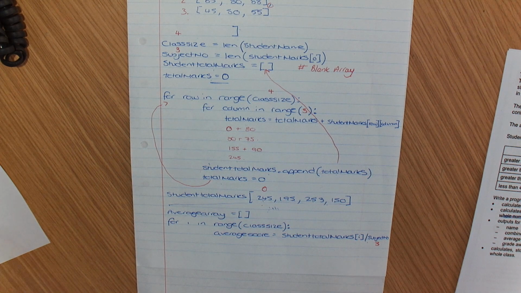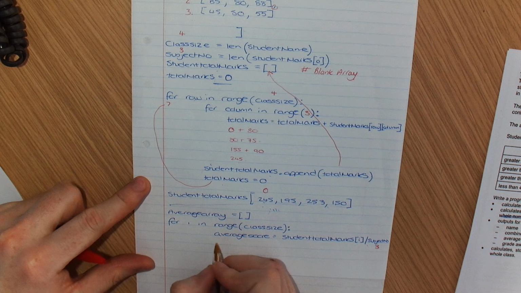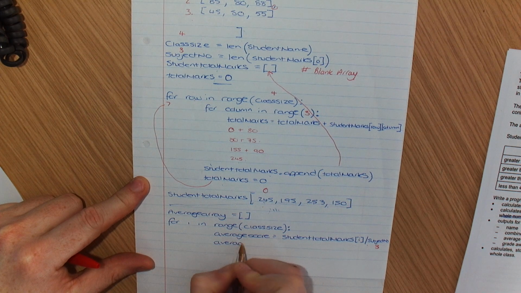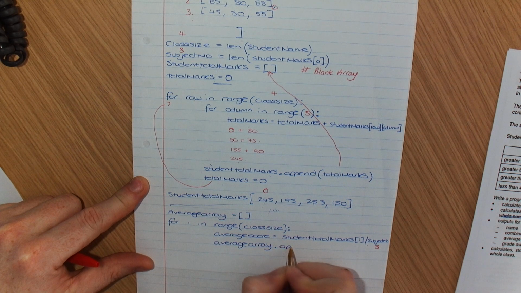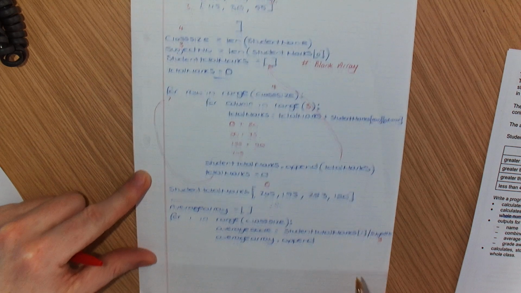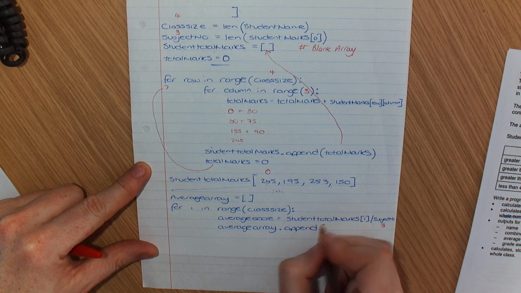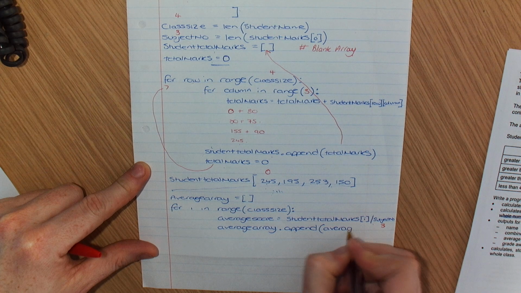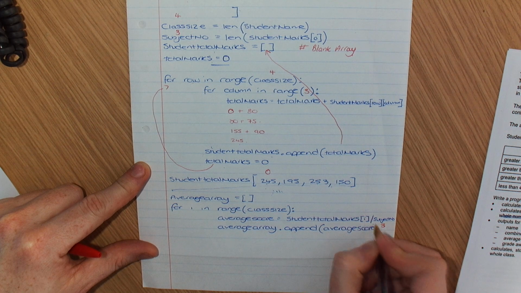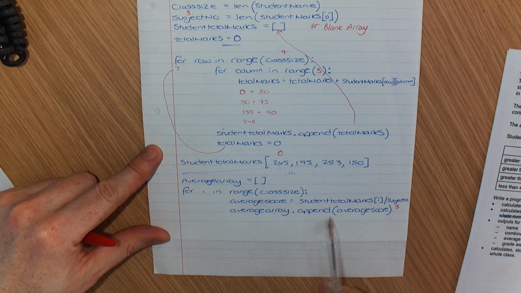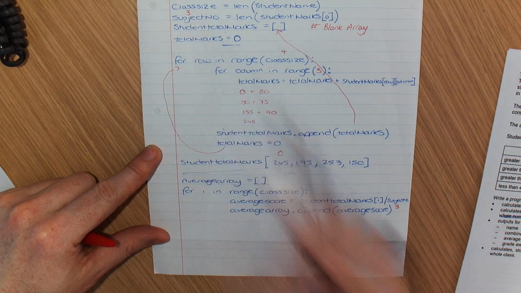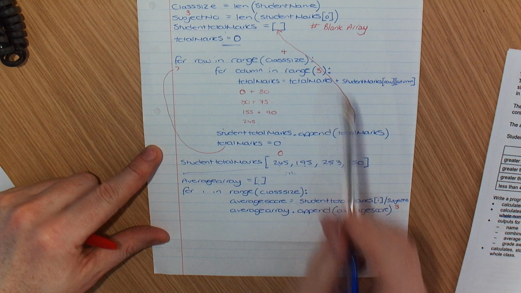What I then need to do is go to average array dot append, and I'm going to append it with the average score. I now have this that I've gone through: 245 divided by 3, append it to my list. 195 divided by 3, append it to my list. 253 divided by 3, append it to the list. 150 divided by 3, append it to the list.